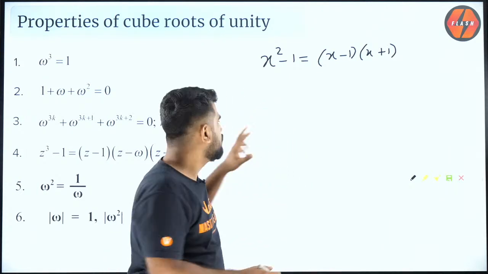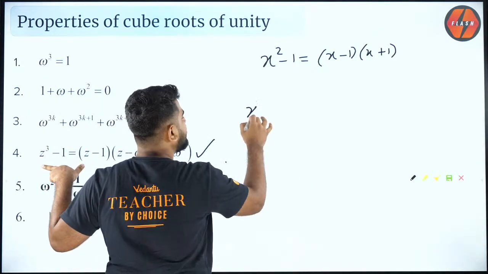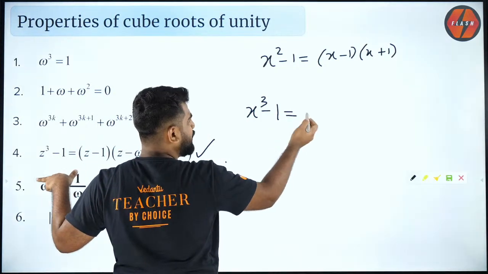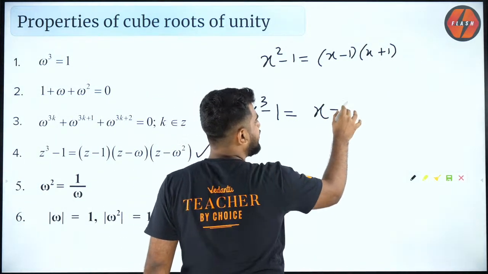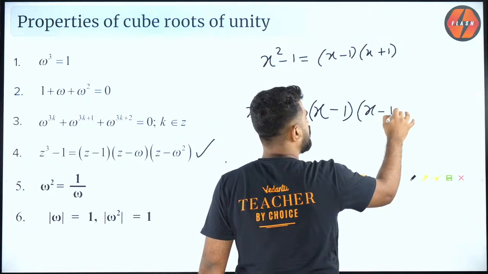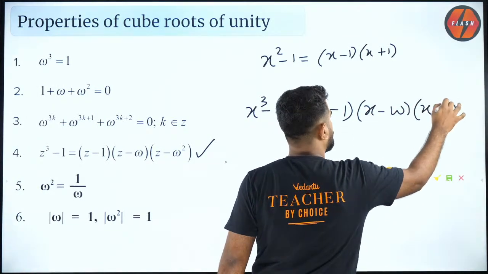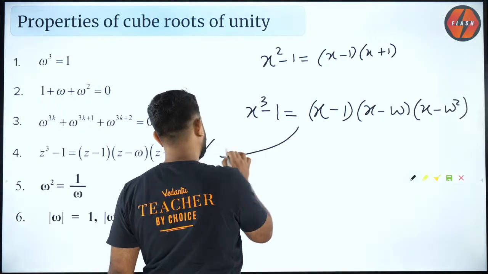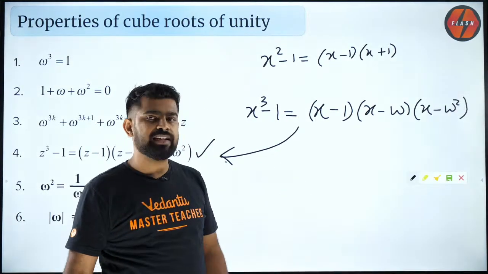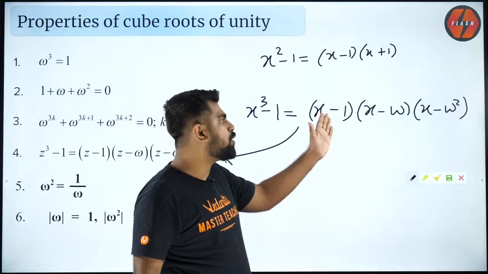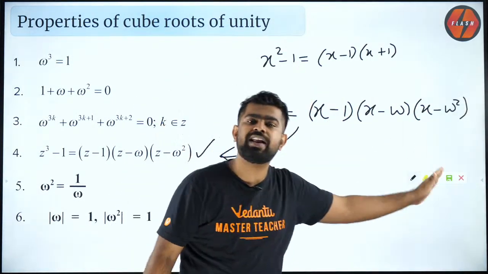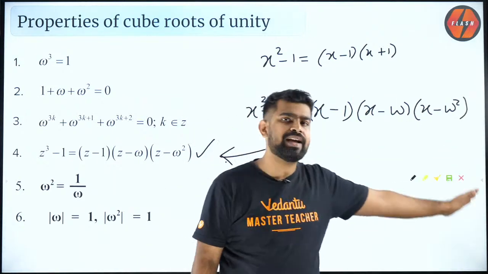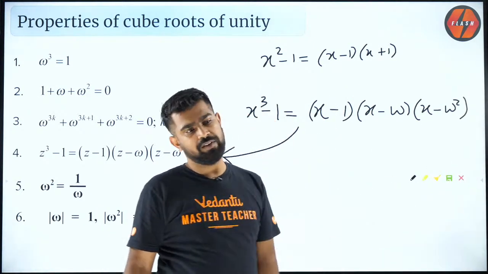Everybody knows that. Similarly, if I have x cubed minus 1, I can express it as a product of its factors. So what are the factors? It is x minus 1, x minus omega, and x minus omega squared. That's exactly what they have done, because the roots are 1, omega and omega squared. So x minus 1 will be a factor, x minus omega will be a factor, x minus omega squared will be a factor.